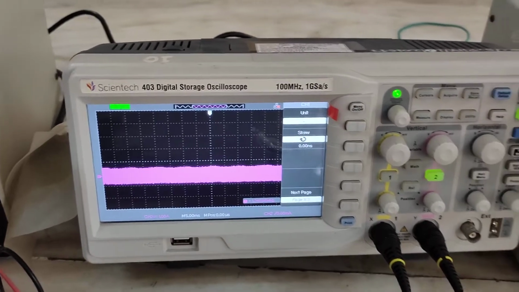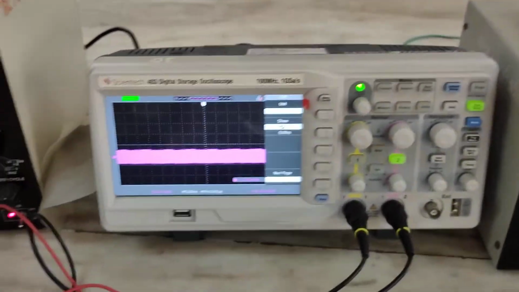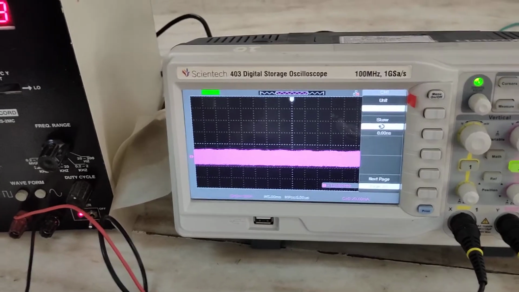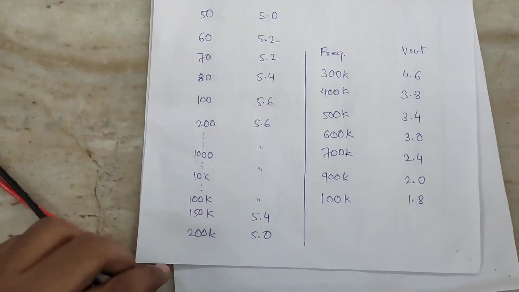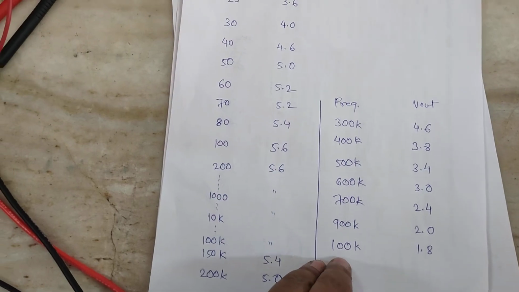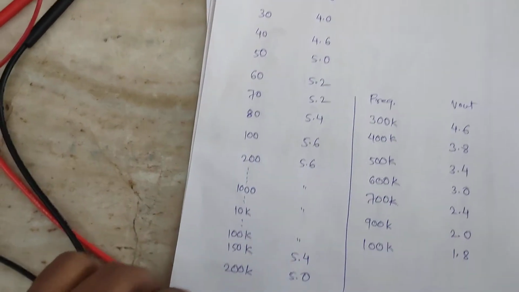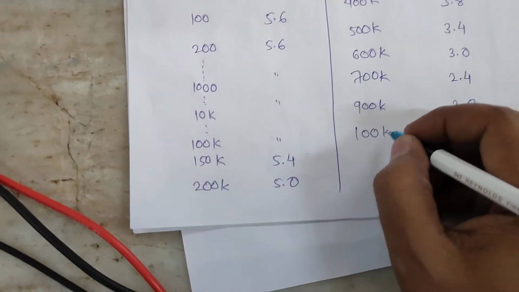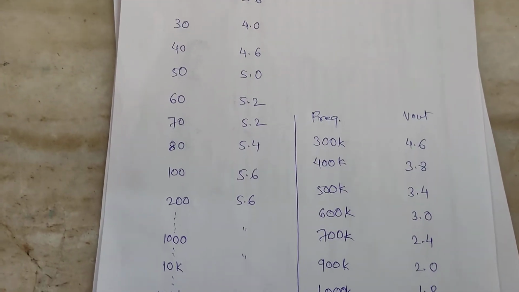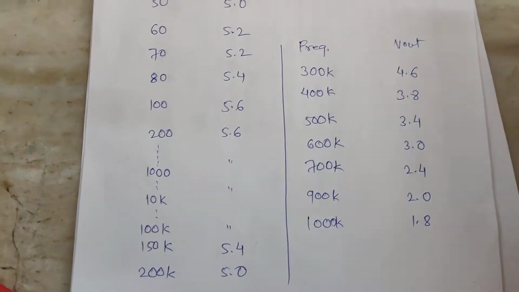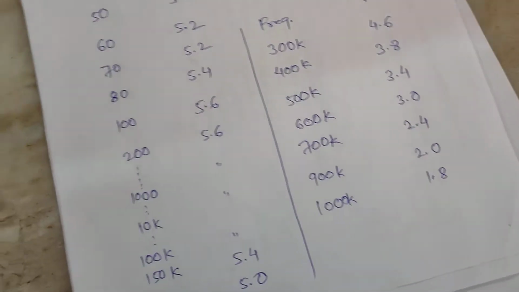So you will have a graph in which your value first goes on increasing, then remains constant, and then decreases, but the constant region will be very, very large. From the readings, the constant reading is from 200 hertz to around 150 kilohertz. Up to 1000 kilohertz I have taken the reading, and the reading is around 1.8. Taking all these readings, you have to plot them, and from the graph you will get the bandwidth.